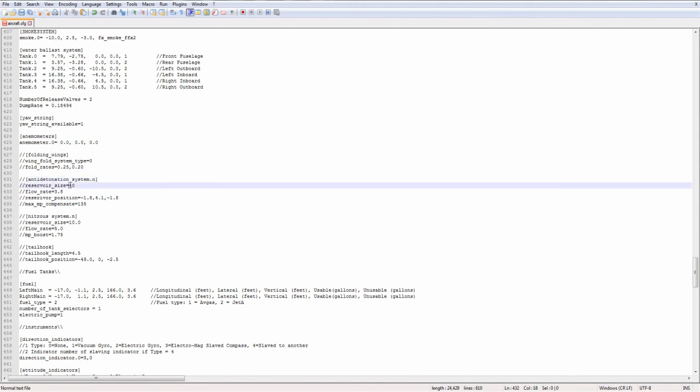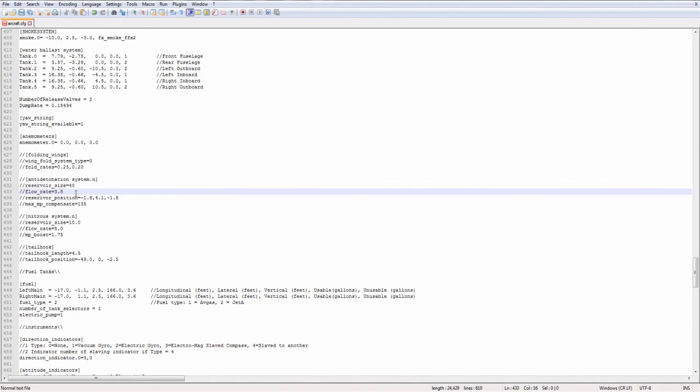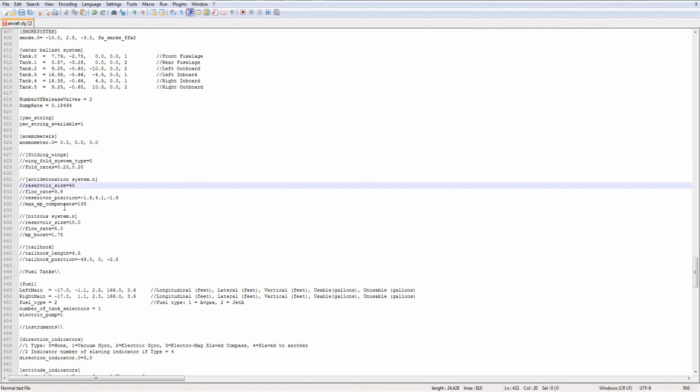So, reservoir size. This is the size of the reservoir in gallons. How much anti-detonation fluid can it hold? Flow rate. What's the flow rate in gallons per minute? So, for every minute, this many gallons is going to be taken from the tank. Reservoir position. Now, the reservoir will obviously add weight to the plane, so we need to define where its position is so we know how that's going to affect the CG of the plane.